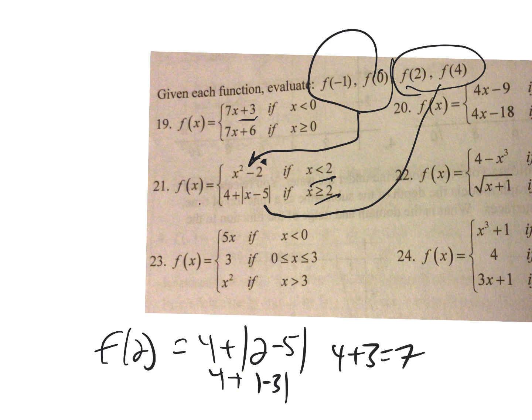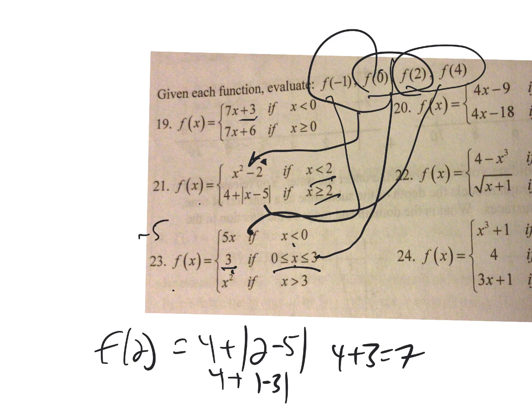Now we have three pieces for the next one. For x less than 0, we're going to drop negative 1 in here. Then we're supposed to use that constant function for between 0 and 3. So for both the 0 and the 2, we're going to use this piece, and it doesn't matter what x is. Y is always 3. So f of negative 1 is negative 5, because I drop in negative 1 here.